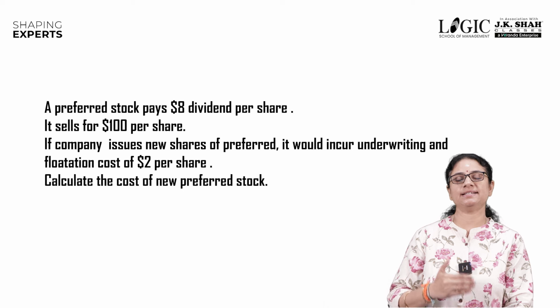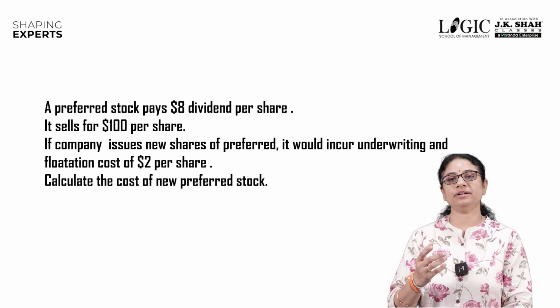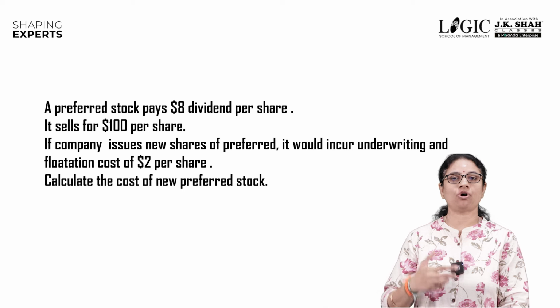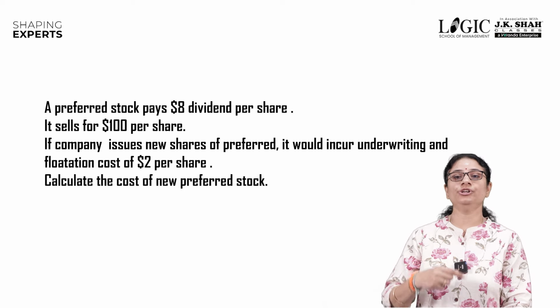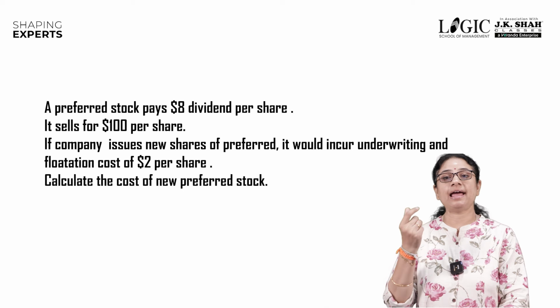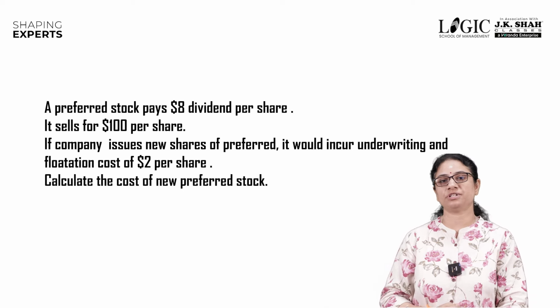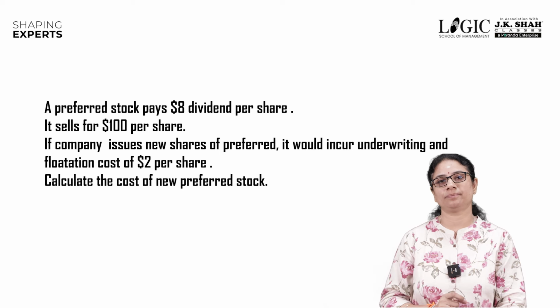Now let us consider this example. A preferred stock pays $8 dividend per share. It sells for $100 per share. If the company issues new shares of preferred stock, it would incur underwriting and flotation cost of $2 per share. Now calculate the cost of new preferred stock.